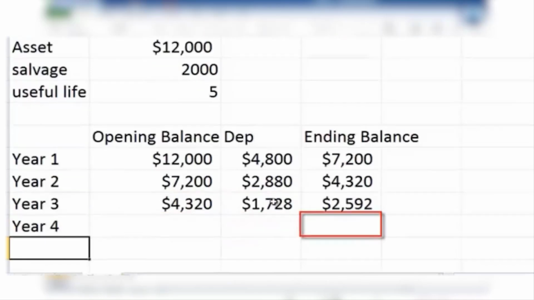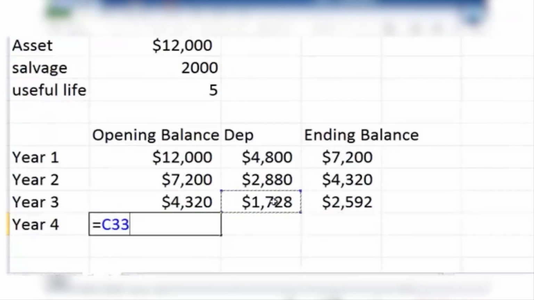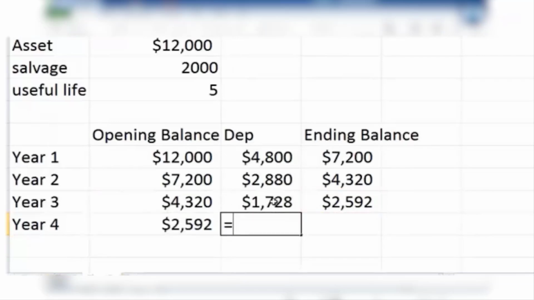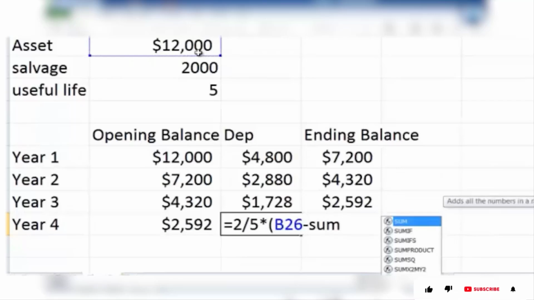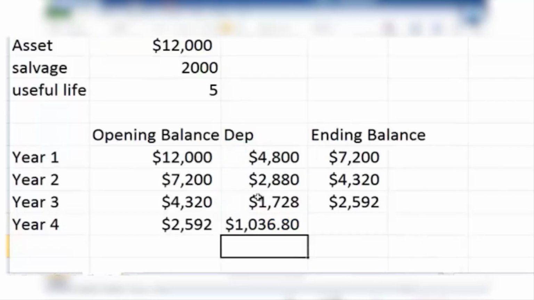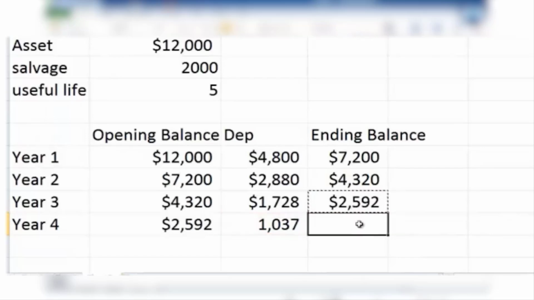Let's look at year 4. Year 4, the opening balance would be 2592. Let's look at the depreciation expense. It will be 2 divided by 5 multiplied by, bracket, cost minus the sum of all the depreciations till date, that is called as accumulated depreciation, and bracket close. So what we see is that the depreciation expense is 1037 and your ending balance comes out to be 1555.